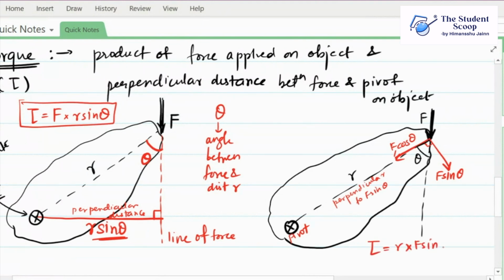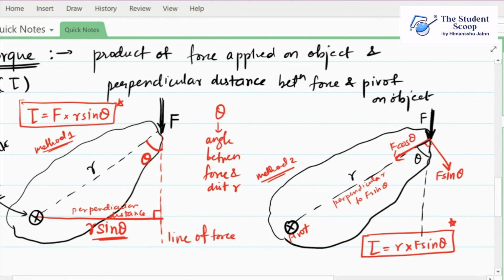Now in both the methods, this is just method 1. It is not another technique, it is method 1 and this is method 2. In both the methods, we are getting the same value for the torque, that is F r sin theta. So it is up to you which method you prefer. Either you take a perpendicular component of a force or you take a perpendicular distance.